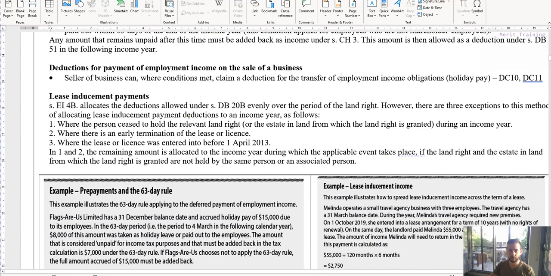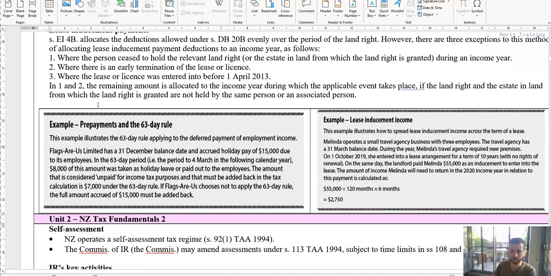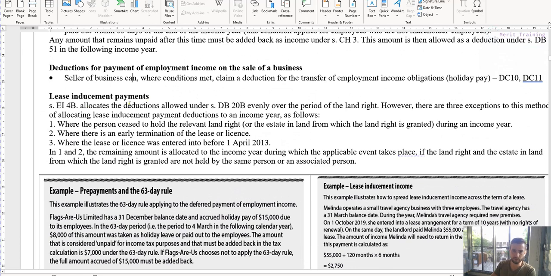Next is lease inducement payments. So this is basically, when you move property, whether it's a commercial lease, to attract someone into the lease, they might give them a lease inducement payment. This is generally a capital payment up front. We'll give you 6 months of lease as a payment, and in exchange, you sign a lease with us for 5 years or whatever it is. There are certain rules in terms of when you can claim a deduction for a lease inducement payment. Generally the deduction is allowed evenly over the period of the land right. So if it's a 3-year agreement, you get that deduction spread over 3 years, unless one of the exceptions below applies.